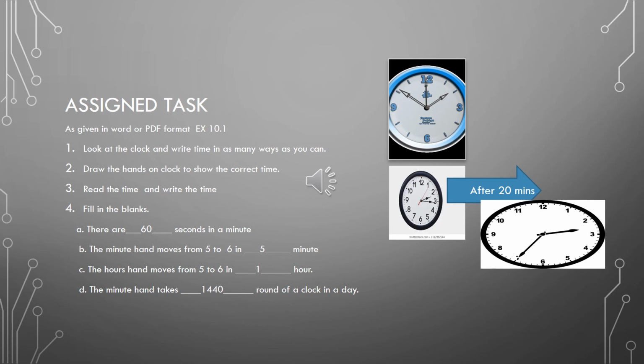ठीक है. Currently what time is it? It is 2:15 and we have to add what? We have to add 20 minutes in it. ठीक है. Now after 20 minutes what time it will be? It will be 2:35 है ना. It will be 2:35 or 25 minutes to 3. ठीक है. Done. Got it. I hope it is clear.